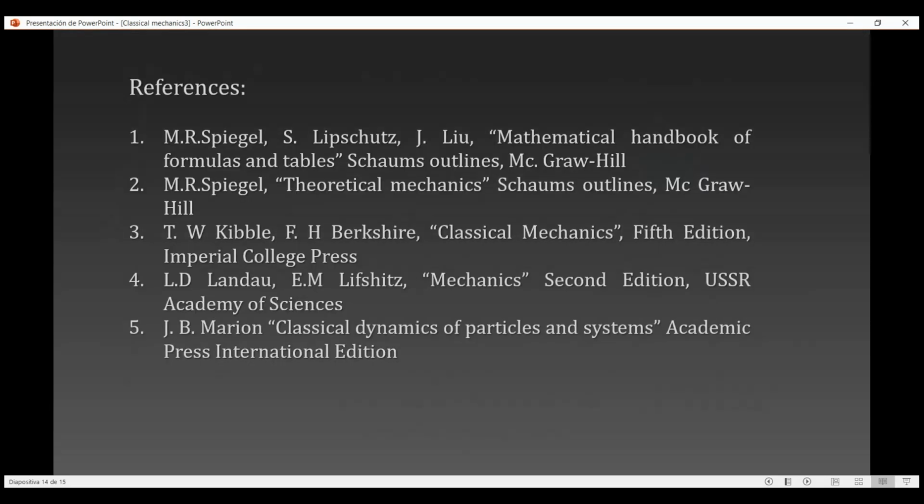So thanks very much. Here I give some suggested reading. The usual books, Spiegel, where you can find lots of solved problems. Kibble from Imperial College, a very good book in classical mechanics. Landau, Lifshitz, and Mario.